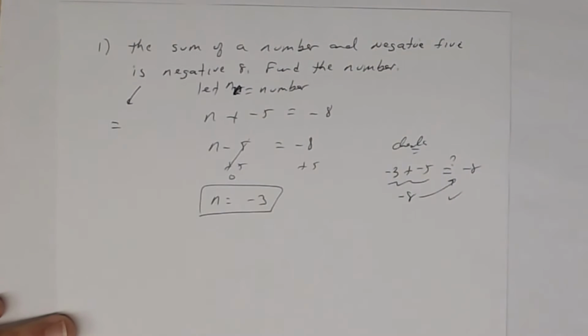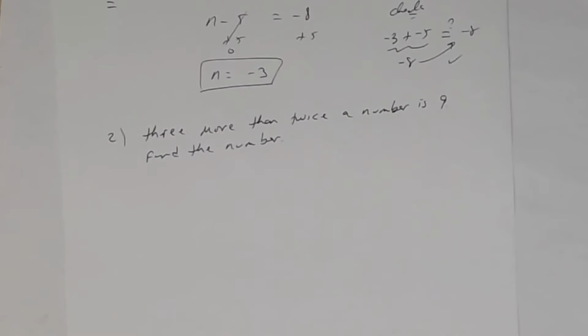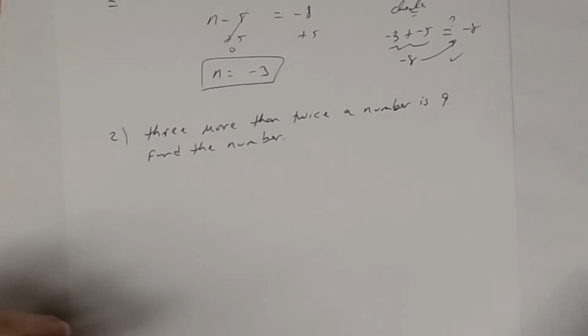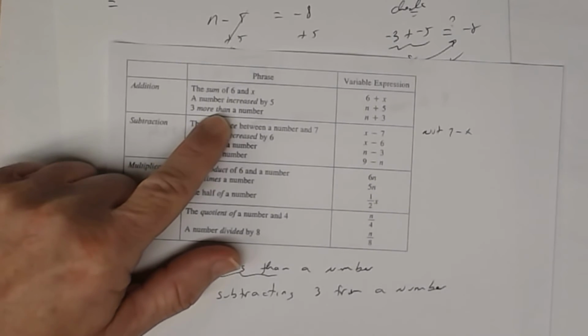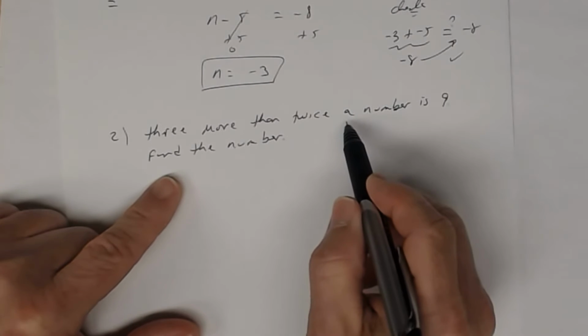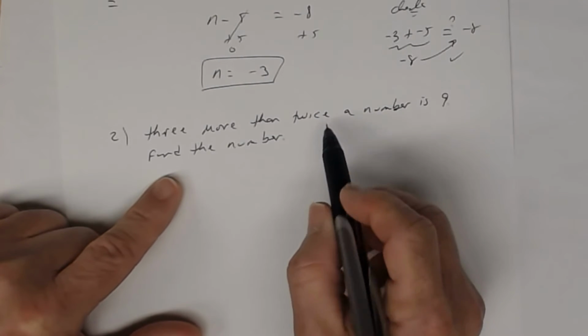Okay, number 2. Let's look at number 2. So 3 more than twice a number is 9. You want to find the number. So remember, 3 more than means to add, right? So you saw that here. More than, 3 more than, right? So 3 more than twice a number. But remember, twice a number means to multiply that number by 2.